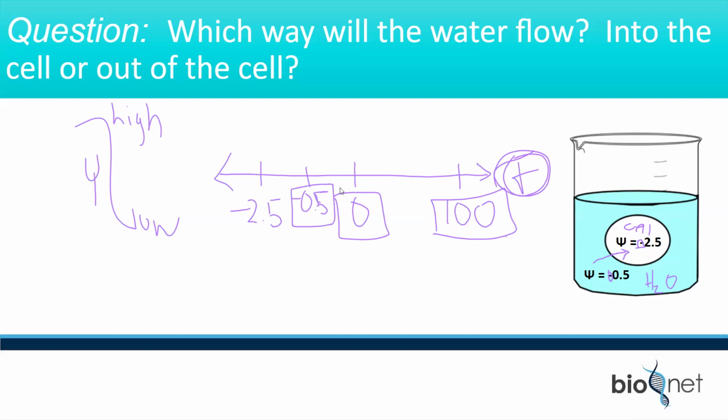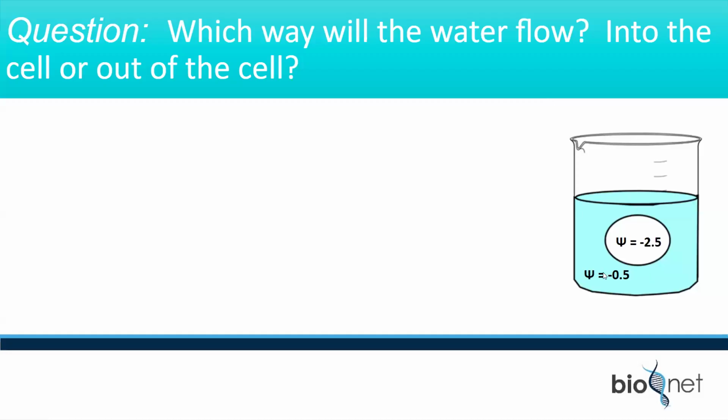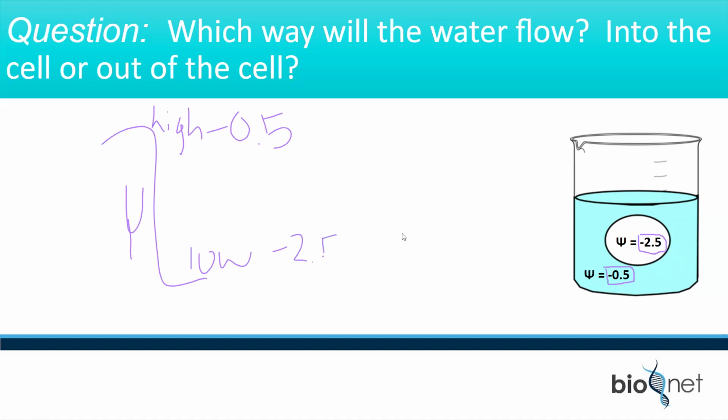So with all of that in mind, we can look back at our numbers. We know that this number is a larger number than this number. Therefore, we know that water is going to move from where there's a higher one to a lower one. So negative 0.5 is a higher number than negative 2.5. So the water is going to flow from high to low. So it's going to flow into the cell.